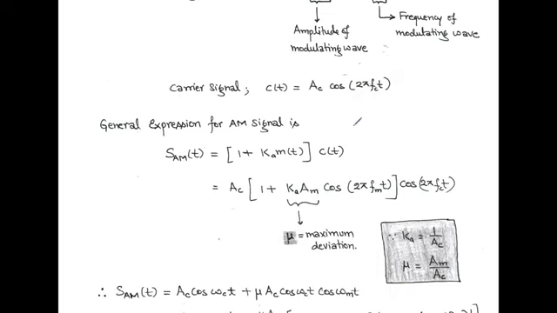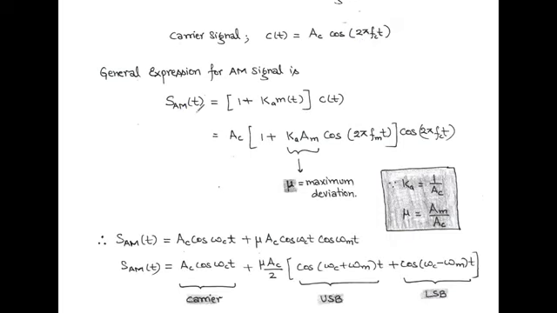The general expression for the AM signal is s(t) equals within bracket 1 plus k_a m(t), into c(t). This expression was derived in our last video lectures. Here k_a is called the amplitude sensitivity of the modulator that is responsible for AM generation. So we simply use this equation. After putting the value of message signal m(t) and carrier signal c(t), we get A_c within bracket 1 plus k_a A_m cos 2 pi f_m t, into cos 2 pi f_c t.